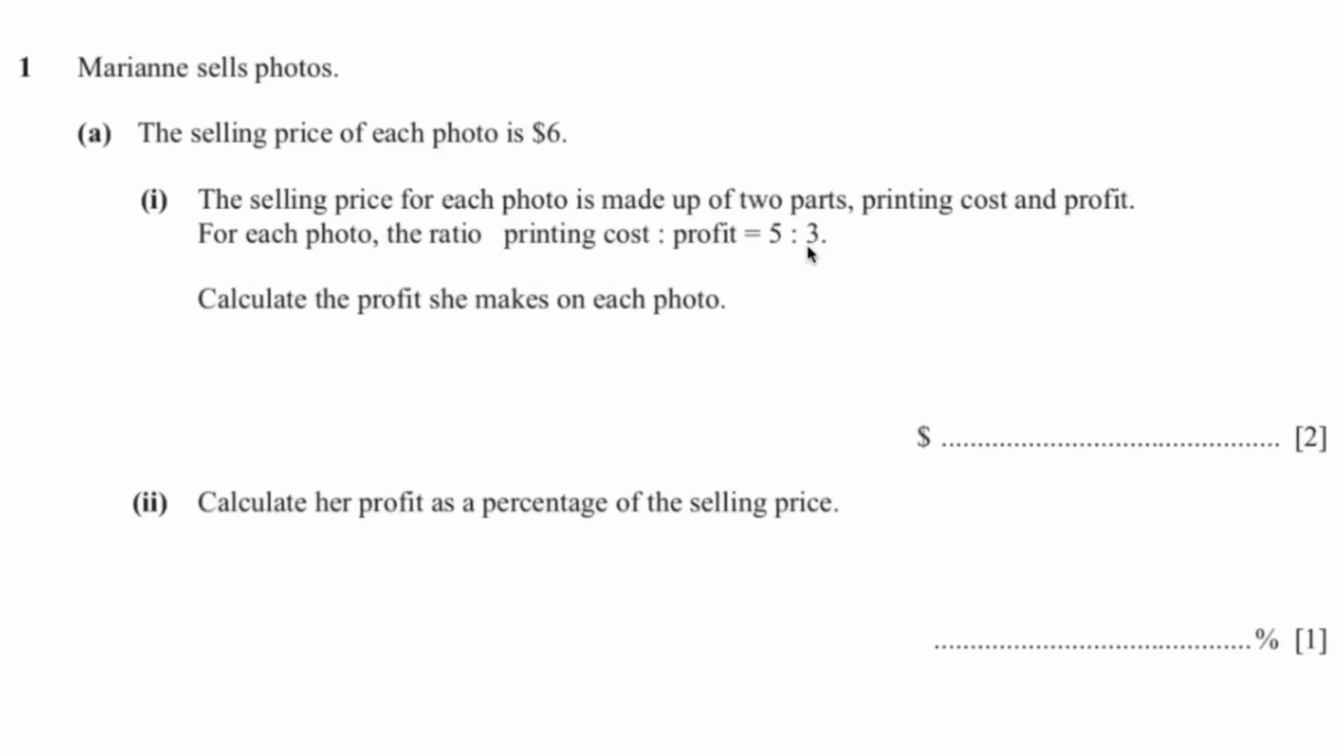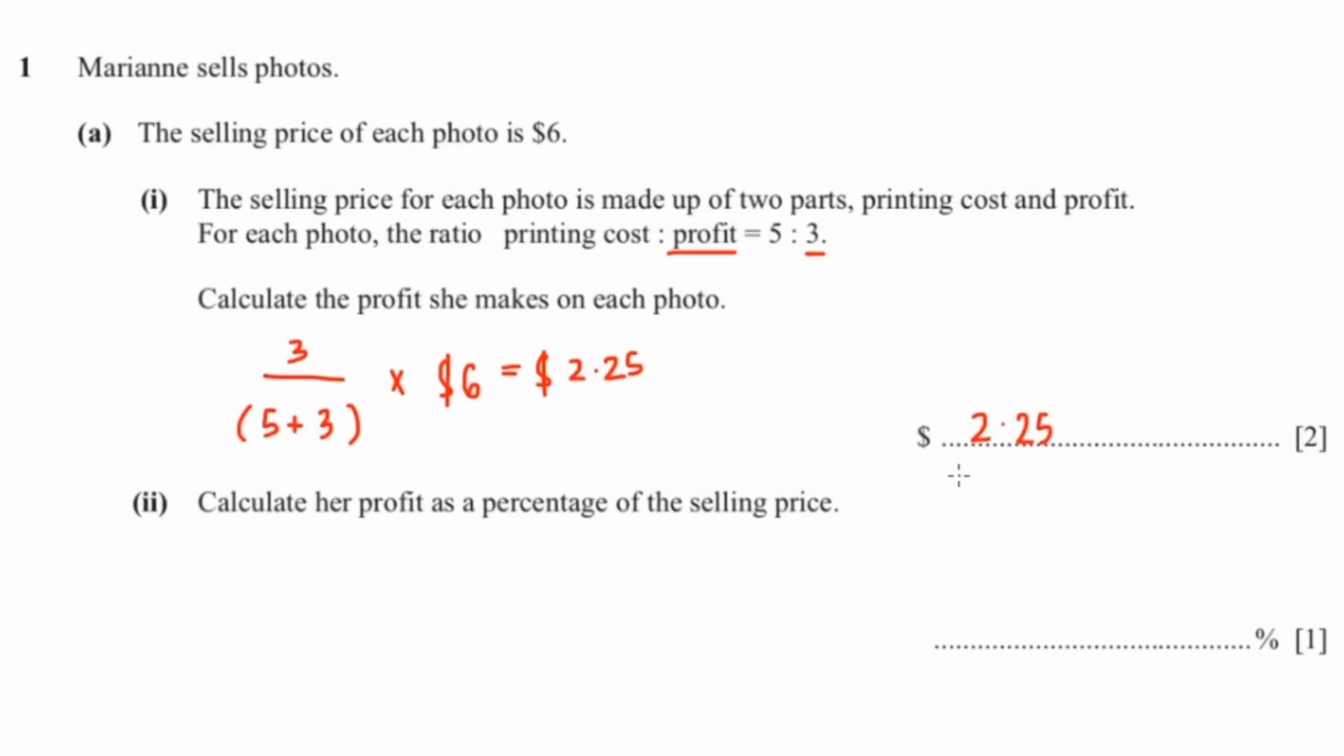This first question is asking us to find the profit. So the profit ratio is 3. So to calculate the profit, we would do 3 over 5 plus 3 multiplied by 6, because that is the selling price. Let me just put that into my calculator. So I got 2.25.